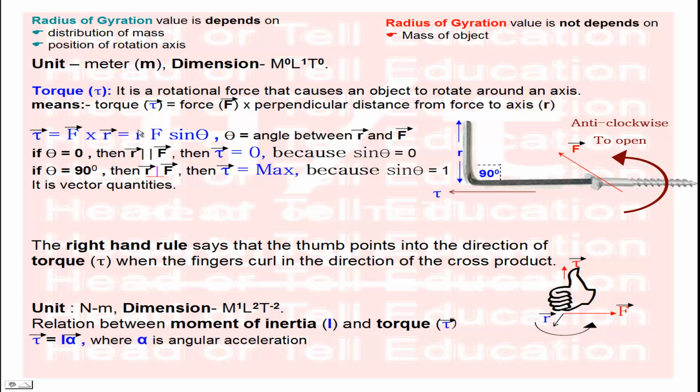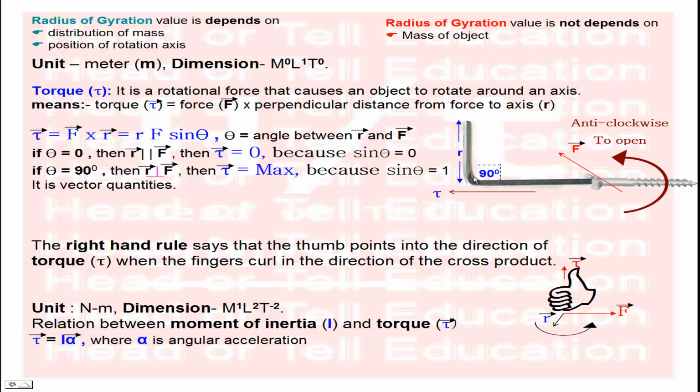Next is torque. So what is torque? It is a rotational force that causes an object to rotate around an axis. So here we have a screw and this is the screwdriver. If we want to open the screw, we need to rotate anti-clockwise to open it.